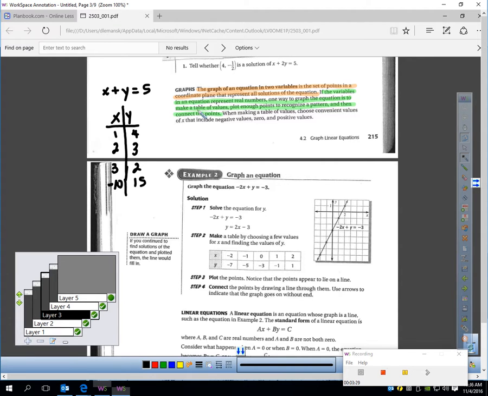If the variables in an equation represent real numbers, one way to graph the equation is to make a table, which I just did, and then plot enough points to recognize a pattern, and then connect the points. So that's one of the things we're going to do today. You'll notice here, they say graph an equation. So that's one of the things we'll be asked to do is graph these. Let's try on this problem right here.